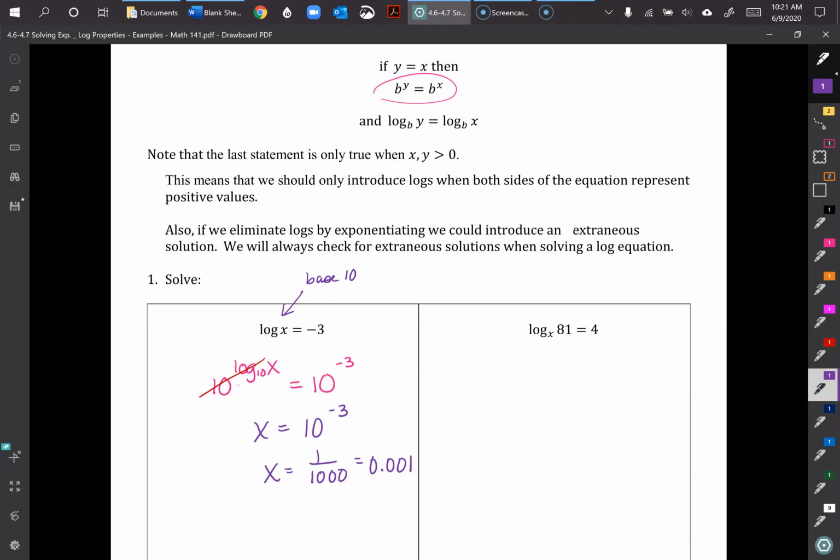And we need to check the domain, and we're good. We have x is greater than 0. So check domain. x is greater than 0, so we're good, okay?